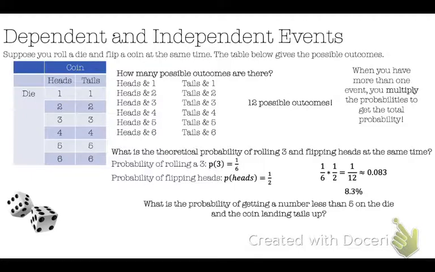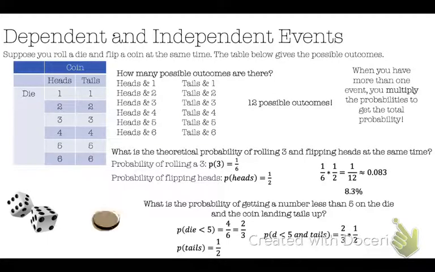Okay? What is the probability of getting a number less than 5 on the die and the coin landing tails up? So less than 5, that would be 1, 2, 3, or 4, because 5 is not included in there. So that would be 4 out of 6, which is 2/3. Landing tails up, well, we still just have a 1/2 chance of that. So then we do 2/3 times 1/2, which is 1/3, which is 0.333. So we have a 33.3% chance of doing that.